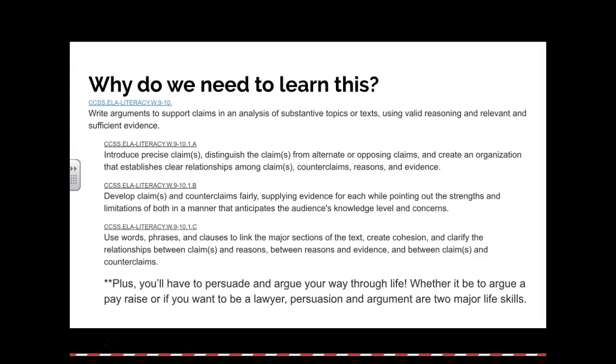You need to be able to introduce claims and distinguish claims from alternative opposing claims. Develop counterclaims. Do you guys know what a counterclaim is? So when you ask your mom to spend the night in this house and she goes, I don't think so because blah, blah, blah, she's countering you. Okay? Moms do that a lot.